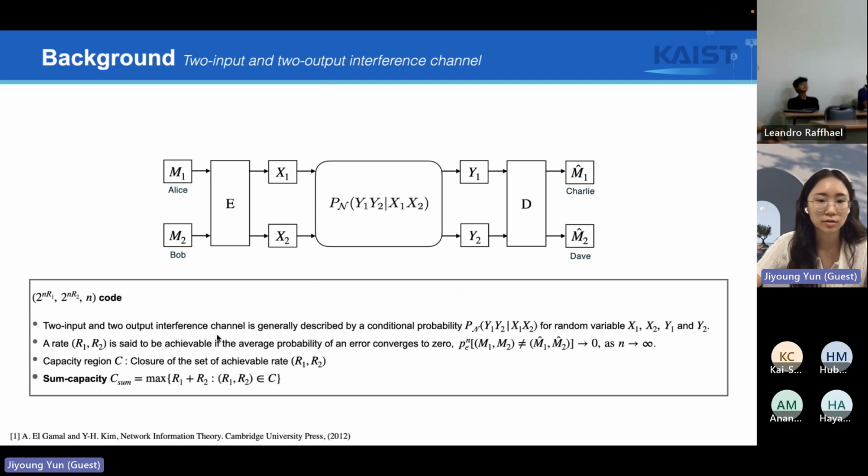So the interference channel is generally described by conditional probability P^n(y1, y2 | x1, x2), and rate pair R1, R2 is achievable if the average probability of error converges to 0. So here we can define the capacity region. The capacity region C corresponds to the closure of achievable rates. So in my research, we are interested in sum capacity, defined as the maximum of the sum rate R1 plus R2 over achievable rate pairs R1, R2.